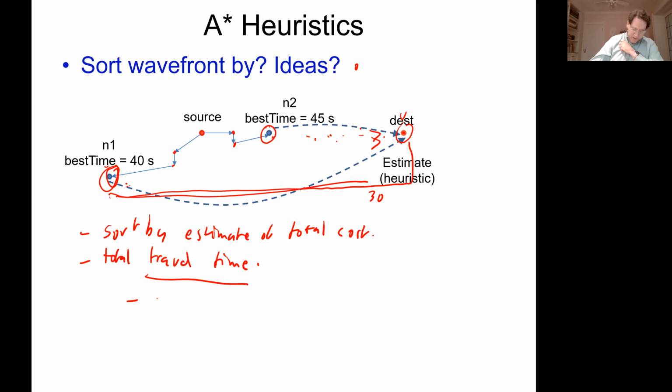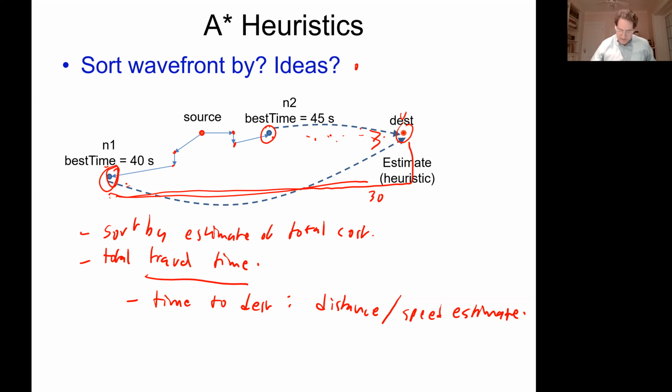So time to destination: we can quickly compute the Euclidean distance divided by some speed estimate. The nice thing about that is now we have something with the same units. We have time to the node we're at, and we have an estimate of time to the destination. We can add those two things together, and we know what it means. It's an estimate of the total time. And we can also compute it quickly.